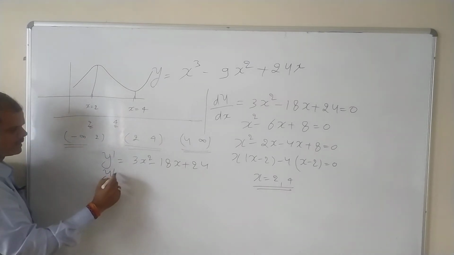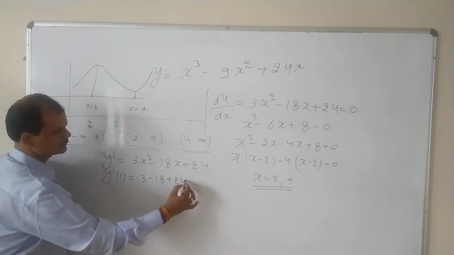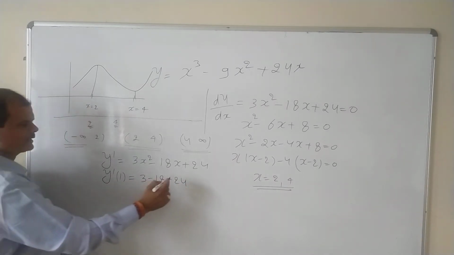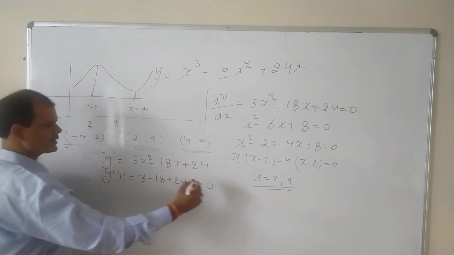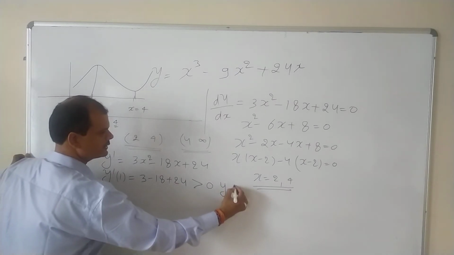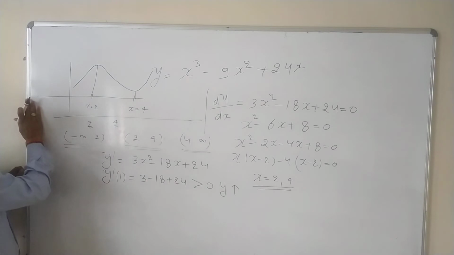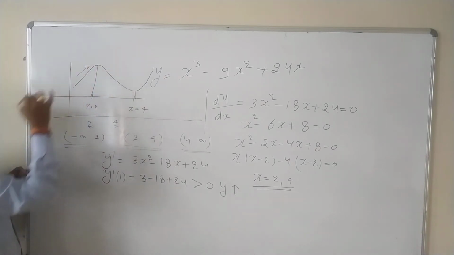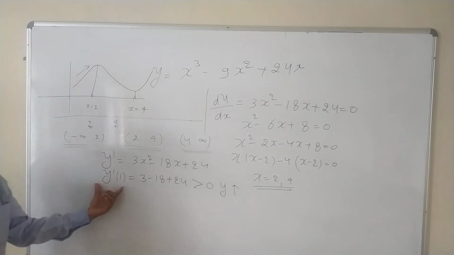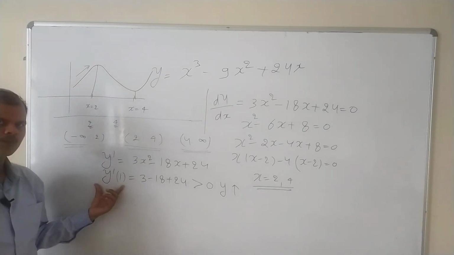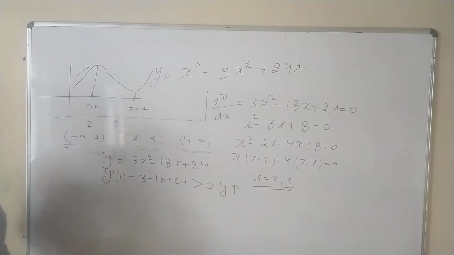So what do we get? y' at 1 equals 3 minus 18 plus 24. So it is positive, right? Yes, positive. So positive means what do we say? Your function is increasing in this subinterval. So you can see that from minus infinity to 2, your function is increasing, right? By the graph also we can see. And here, since y' is positive in this subinterval, we have an increasing function, right?